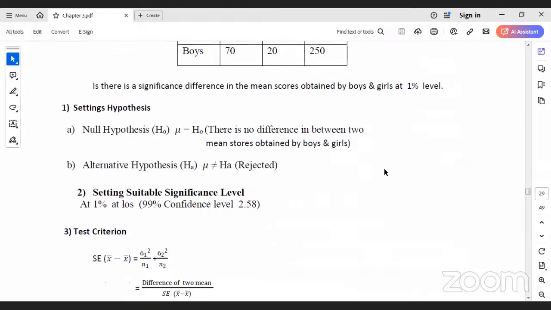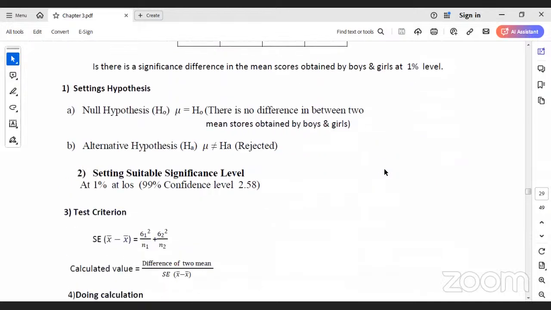Okay, the next one, see, observe carefully. Setting hypothesis: the first is the null hypothesis H naught, mu 1 is equal to mu 2. There is no difference between the two mean scores obtained by boys and girls. Alternative hypothesis HA, mu 1 is not equal to mu 2.